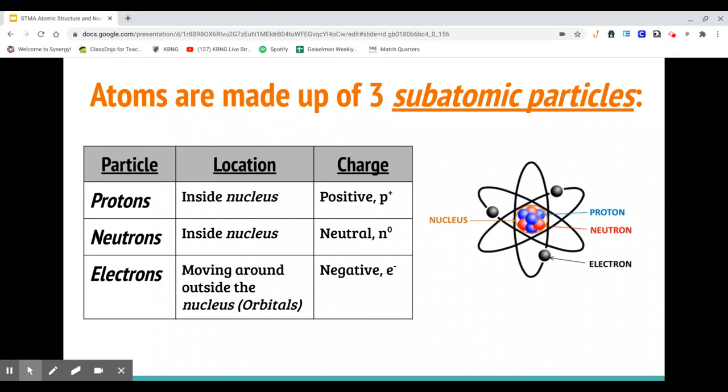As we move outside of the nucleus, we find the electrons. They're moving outside of the nucleus in what we call the orbitals. This is the electron cloud area. And orbitals are kind of the pathways that an electron might follow.